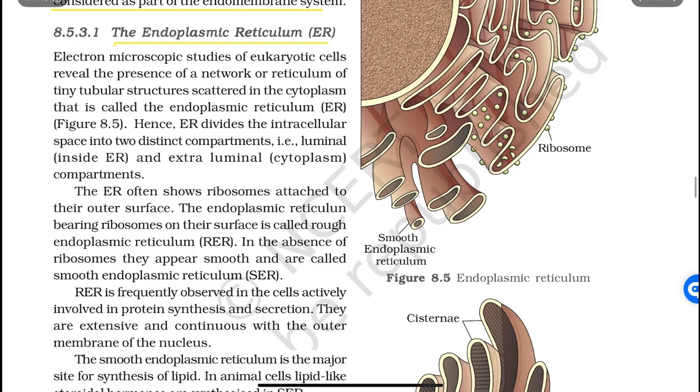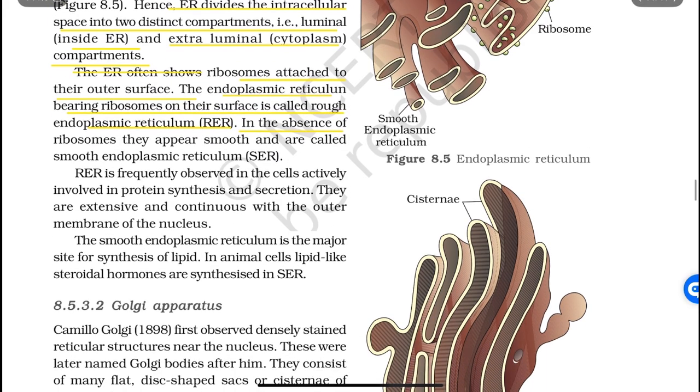The endoplasmic reticulum, ER. Electron microscopy studies of eukaryotic cells reveal the presence of a network of tiny tubular structures scattered in the cytoplasm, which is called the endoplasmic reticulum. Hence, ER divides the intracellular space into two distinct compartments: the luminal compartment inside the ER and the extraluminal cytoplasmic compartment. The ER often shows ribosomes attached to its outer surface. The endoplasmic reticulum bearing ribosomes on its surface is called rough ER. In the absence of ribosomes, it appears smooth and is called SER, smooth endoplasmic reticulum.